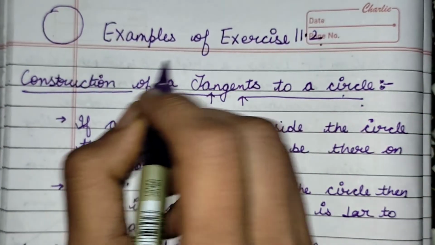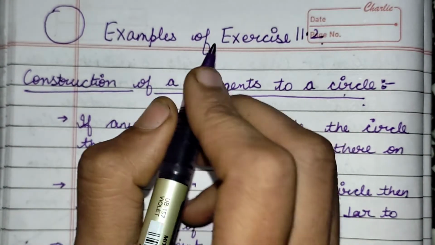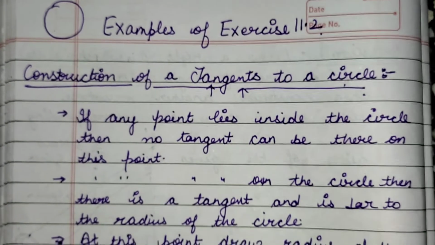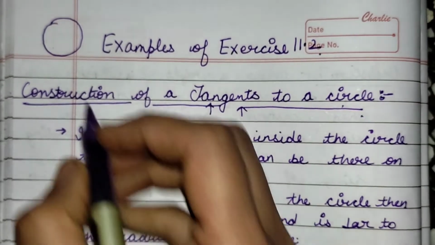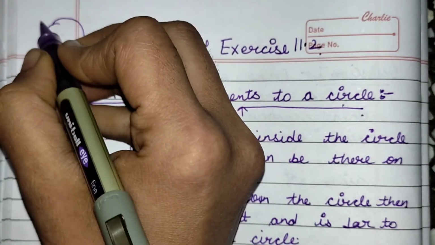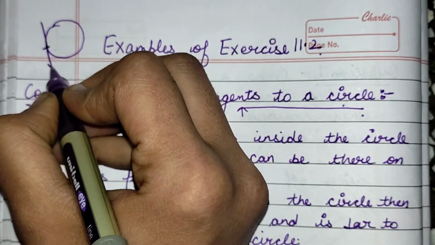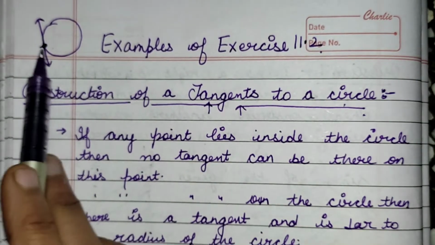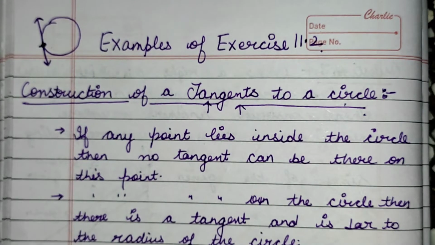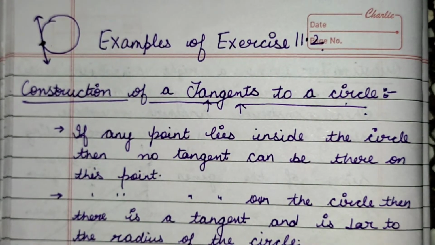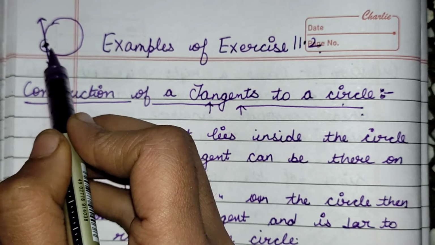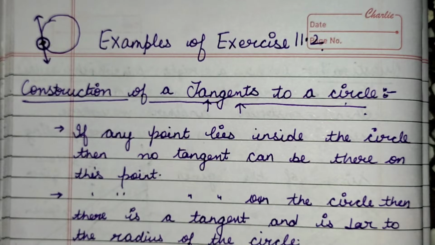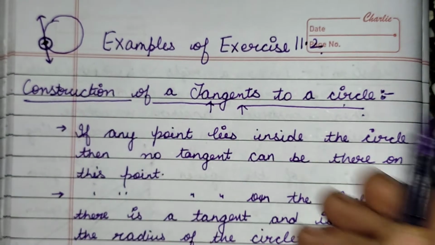If you have not seen those videos, please see them first. Let me give you a brief recap of what a tangent actually is. A tangent is any line which touches the circle at a single point. If it is touching the circle at a single point, then it will be called a tangent. So the main concept is that this point should lie on the circle. Only then it will be called a tangent.